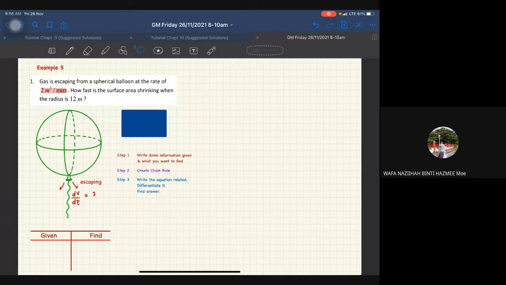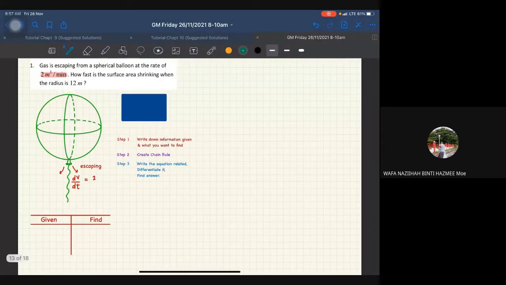Okay, and then what other information do we have? The question asks us, how fast is the surface area shrinking when the radius is 12 meter? So it wants the surface area, which is A. And it wants how fast. How fast is related to time also. So actually that is dA dt. How fast is the surface area shrinking is actually dA dt.